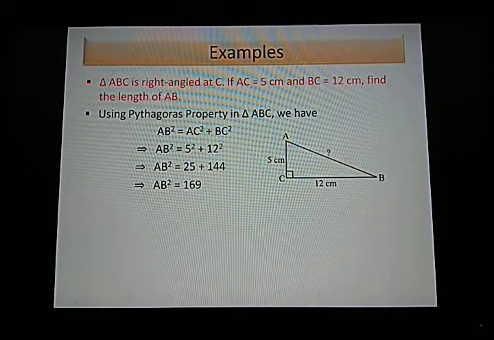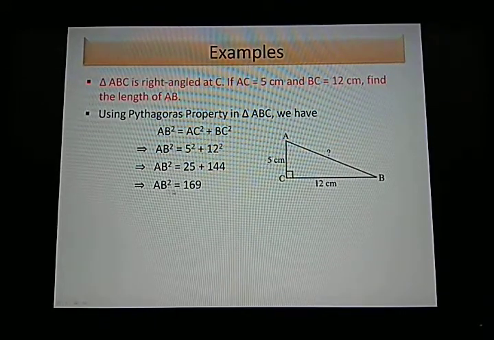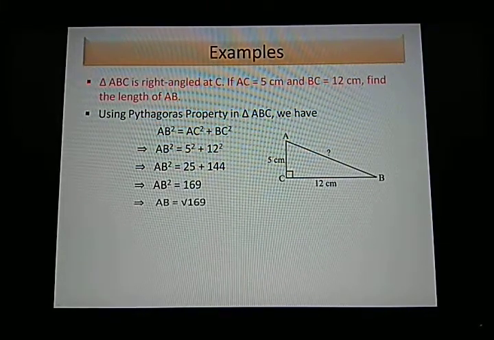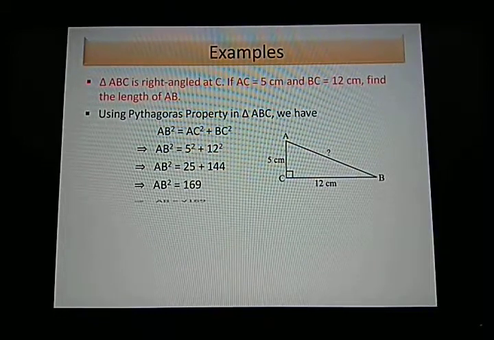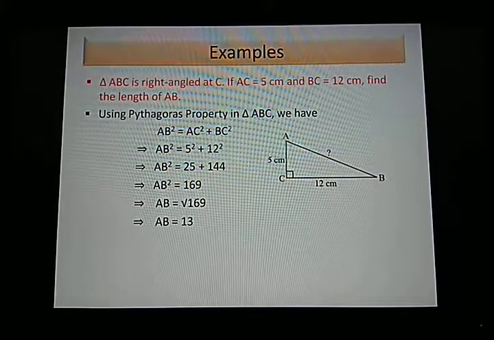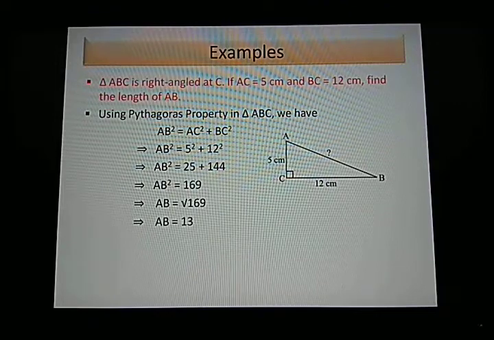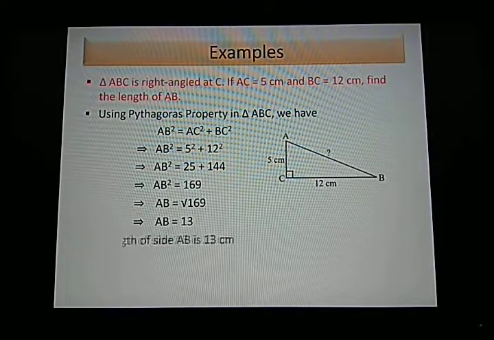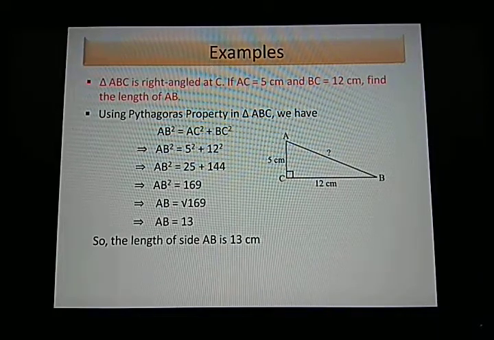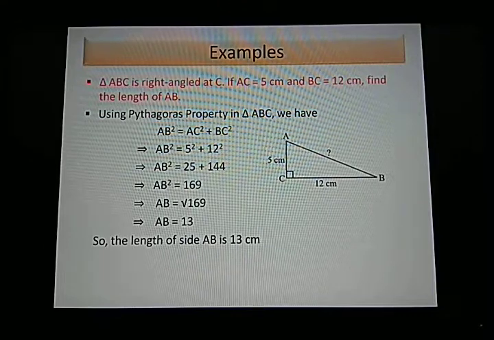Now to remove this square term from AB, if we transpose it to the right hand side, it will become the square root of this number. So what is the square root of 169? Now the square root of 169 is 13. 13 into 13 will give you 169. So we got our required length of AB. So the length of the side AB is 13 centimeter. Clear? So that brings us to the end of this chapter as well as to the end of this video.